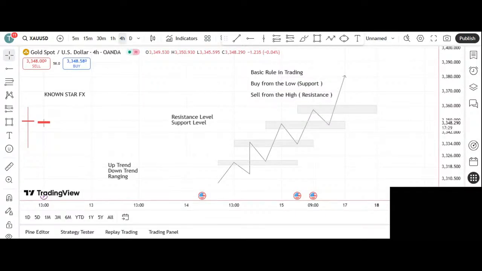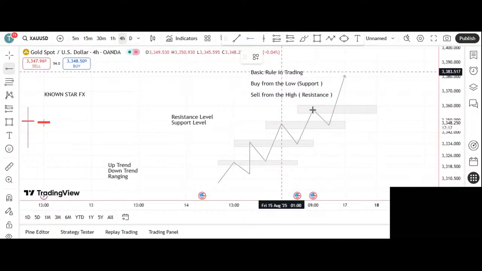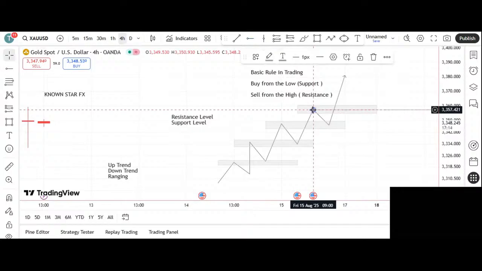Support level. JC Prosper, well done. So JC Prosper said we buy from the support level. And where's our support level? This broken resistance automatically becomes what? A support level. Are you with me? This broken resistance level automatically becomes a support level, and you automatically wait to do what?